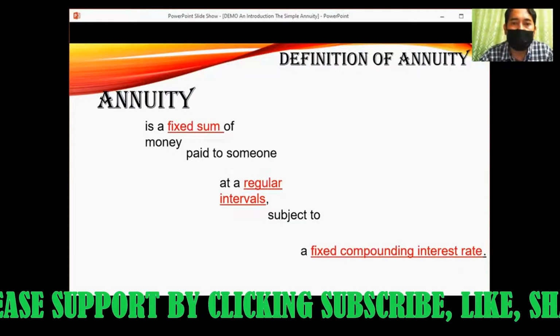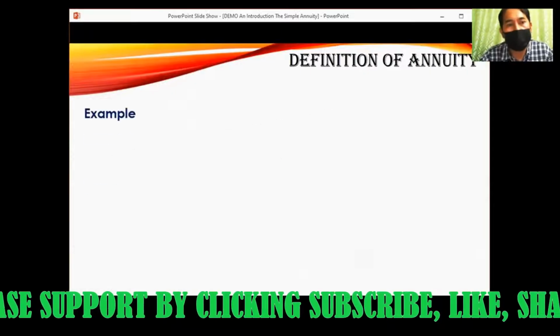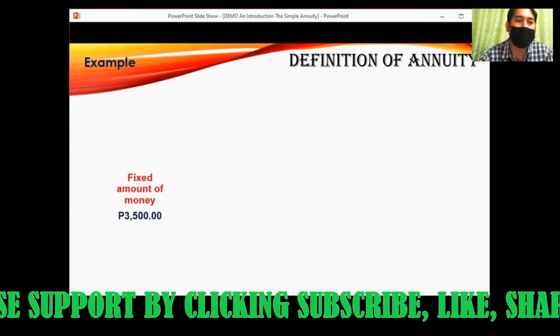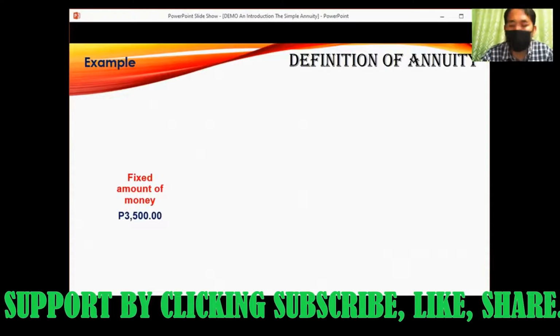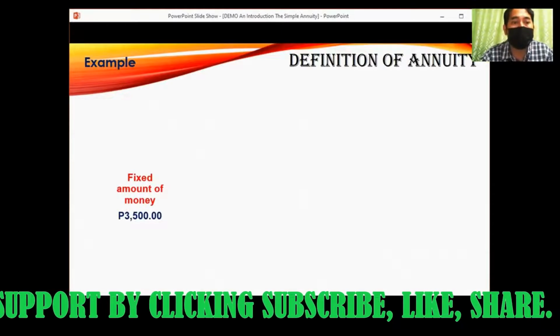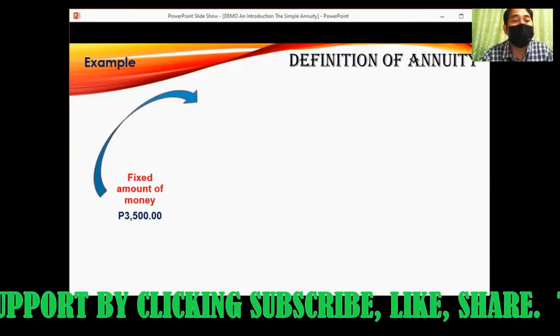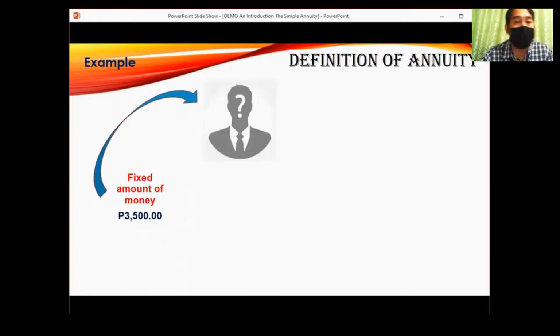To understand this one, consider this example. So ano ang example natin? I have in here a fixed amount of 3,500 pesos given to someone. Given to any person. Kung sino ang nagkautangan mo, kung saan ka nag-i-invest, that is the person we are talking about. Kailan ibibigay? When are you going to pay? Within that regular payment interval.